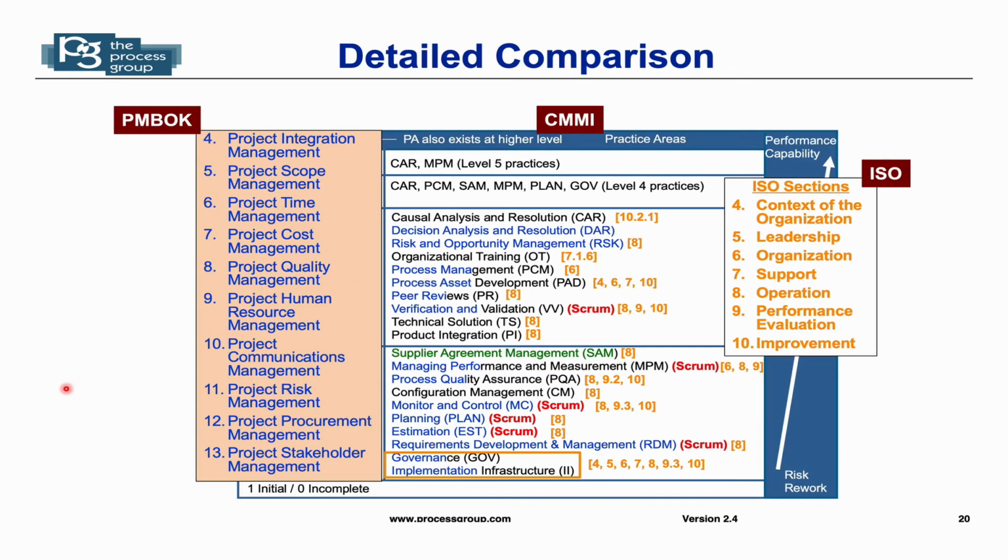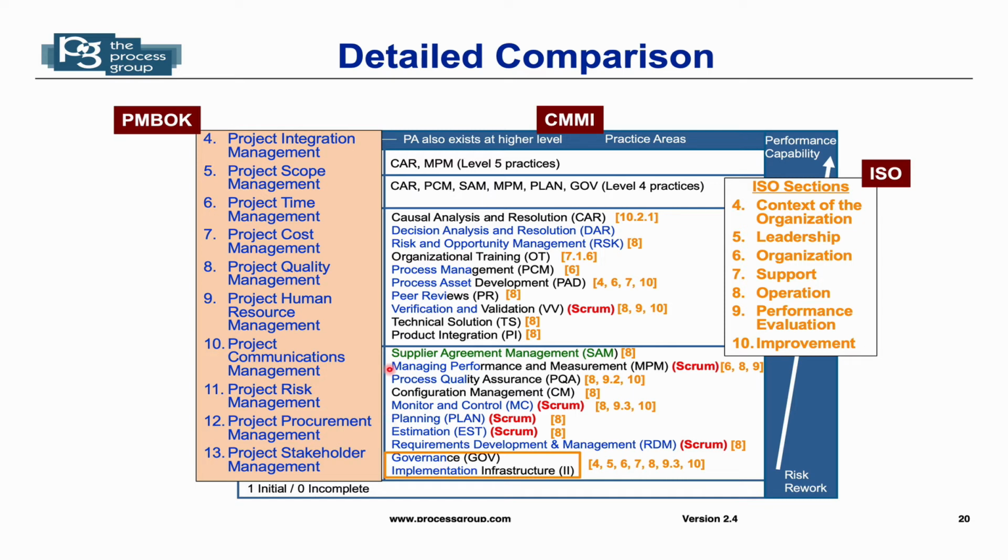So this picture here is a far more detailed comparison of the sections of PMBOK, CMMI, and ISO. On the left, we have the sections of PMBOK. In the middle, we have the sections or practice areas of CMMI. And the items where the words are colored in blue or partially colored in blue are where there's a map or a match between the CMMI and the PMBOK. So, for example, under planning down here, it's all in blue because all of the planning practice area in CMMI is covered by PMBOK and vice versa.